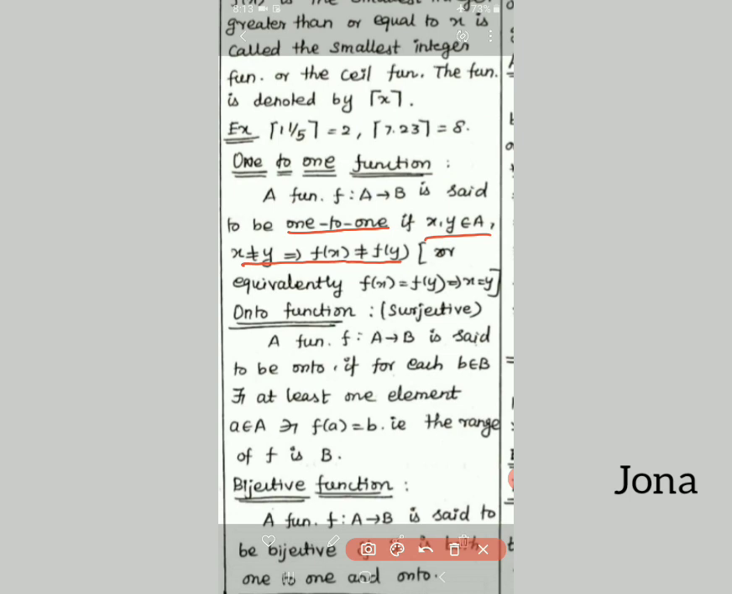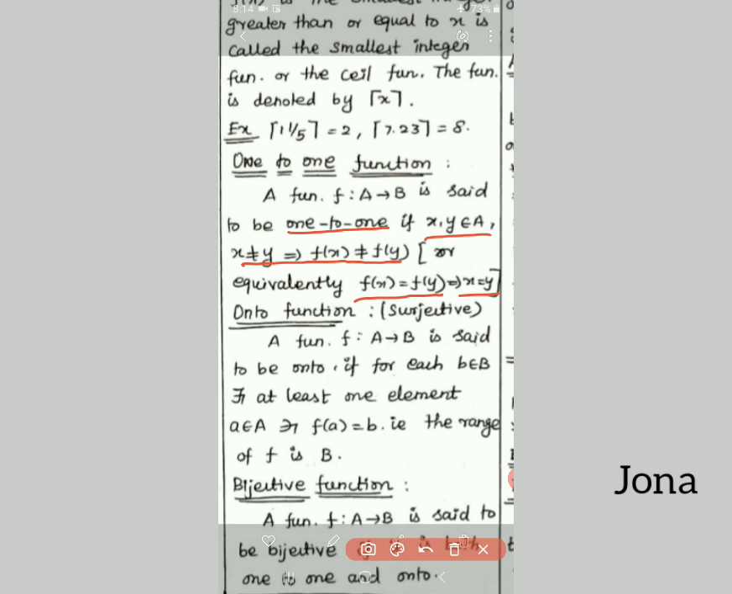If x equal to y, the ranges will be equal. That means f of x equal to f of y. Okay, we have two conditions for one-to-one. The first one is if x is not equal to y, we have f of x is not equal to f of y. If x equal to y, we have f of x equal to f of y.